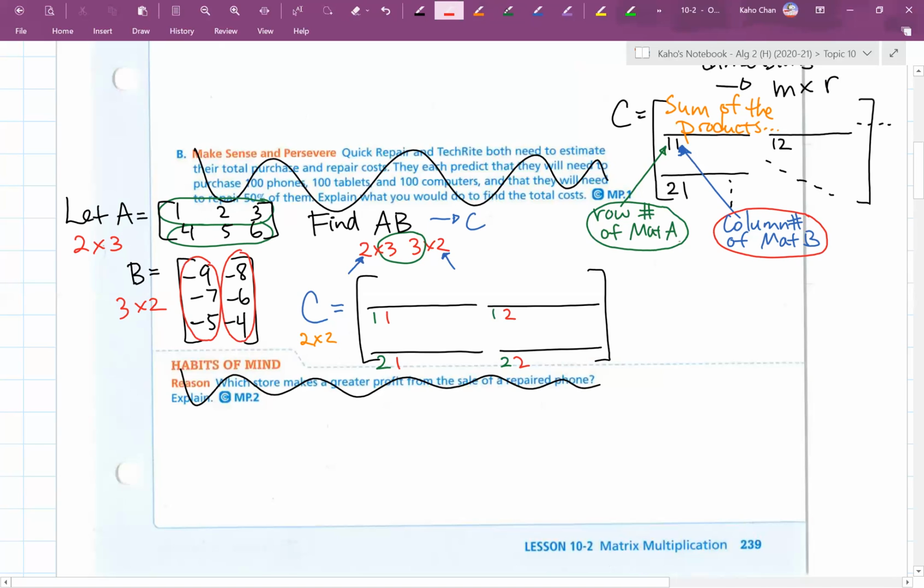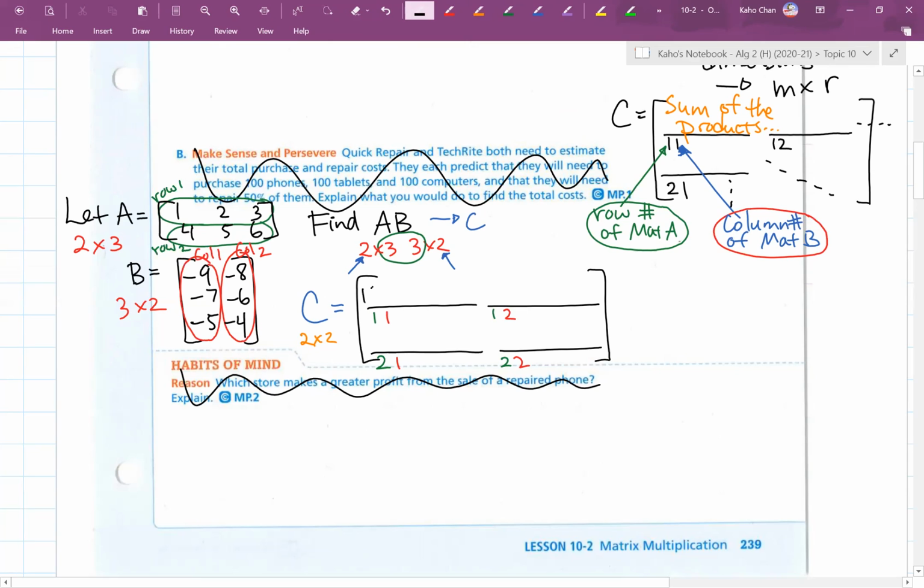All right. So let's see. It's row 1, row 2, column 1, column 2. Okay. So remember, we're trying to do the sum of the products. Here we go. In row 1, there are 3 numbers. In column 1, there are 3 numbers in each of those matrices respectively. So what I'm going to do is basically multiply each of those numbers, add, multiply, add, multiply.